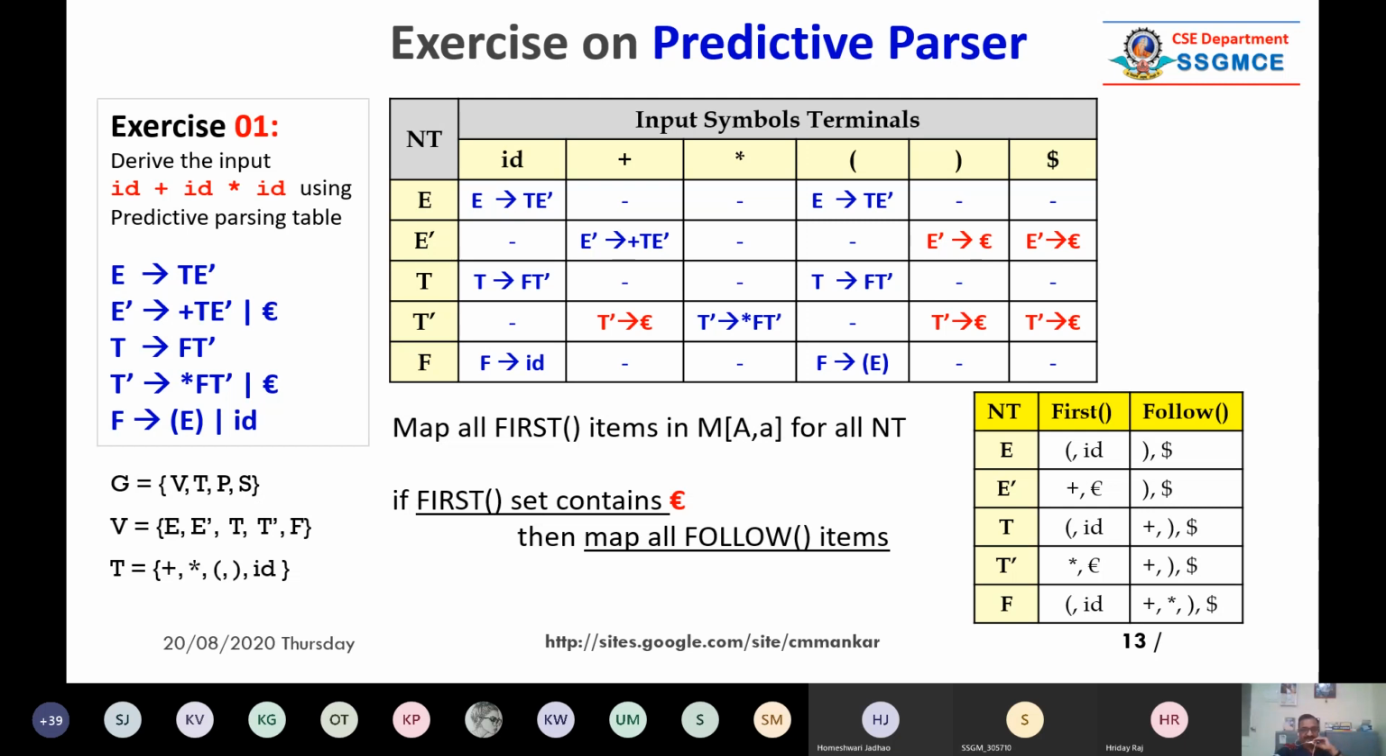I don't know whether I'm going fast, but please don't think that I'm going fast. You just listen to me patiently, and we shall definitely work out more examples, and we shall understand exactly how to interpret the algorithm for construction of the predictive parsing table. Now here we are working on the predictive parsing table. So the major rule is that if the first set, its first item, contains the epsilon symbol, then you have to map the follow items. That's it. And the follow items are given here in red.